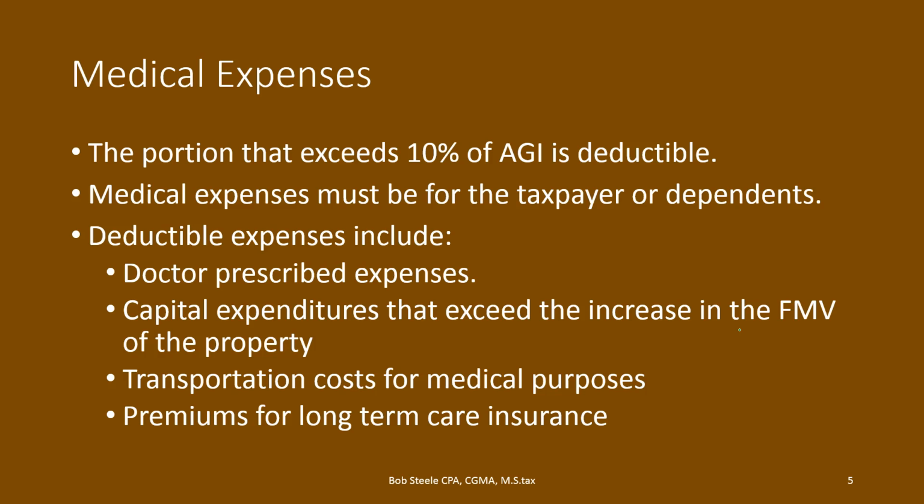What if you put an elevator in the home or something like that because of mobility purposes? And the tax code basically says, well, if you spent $20,000 on this item that you put in the home, how much did it increase the value of the house by? If it increased the value of the house by $20,000, you don't get a deduction. But if it only increased the value of the house by $10,000, we're going to assume the difference, the other $10,000, is for medical purposes and therefore would be deductible.